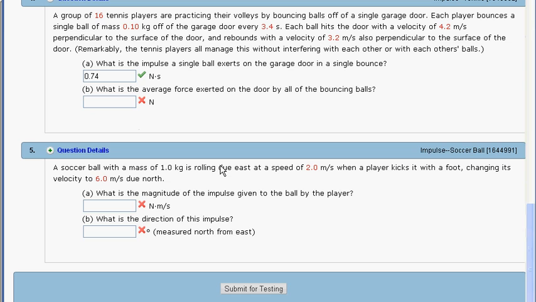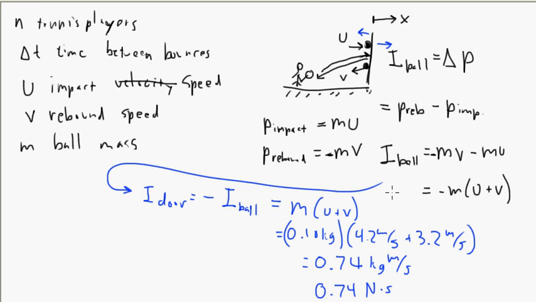Okay, now what is the average force exerted on the door by all of the bouncing balls? So this is where it gets interesting. This is what one ball does to the door. This is the impulse one ball puts on the door. And now we want to find the average over the whole time for all these players. So let's think about this. Let's go with purple. Here, say this is our little force versus time plot for one ball hitting the door.